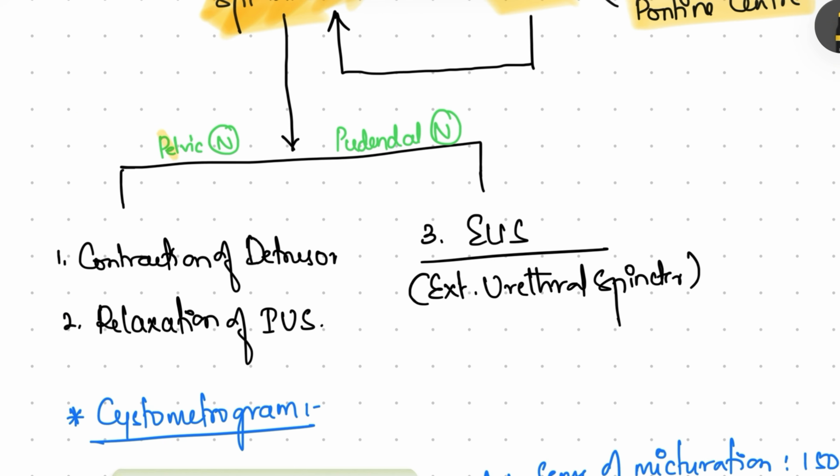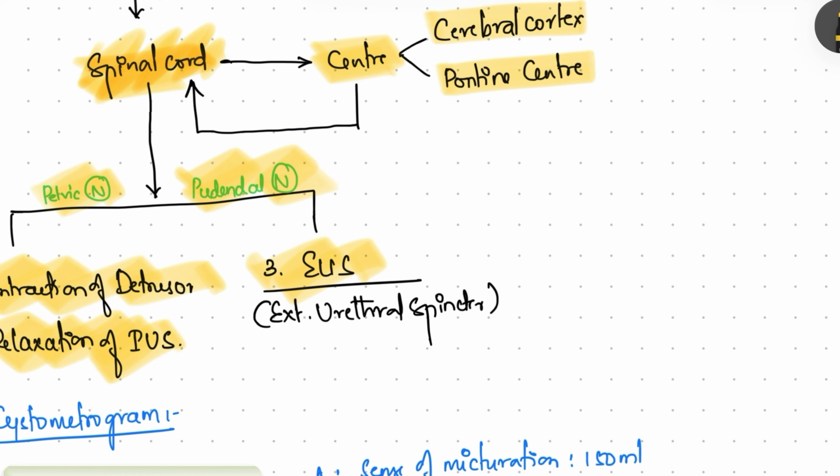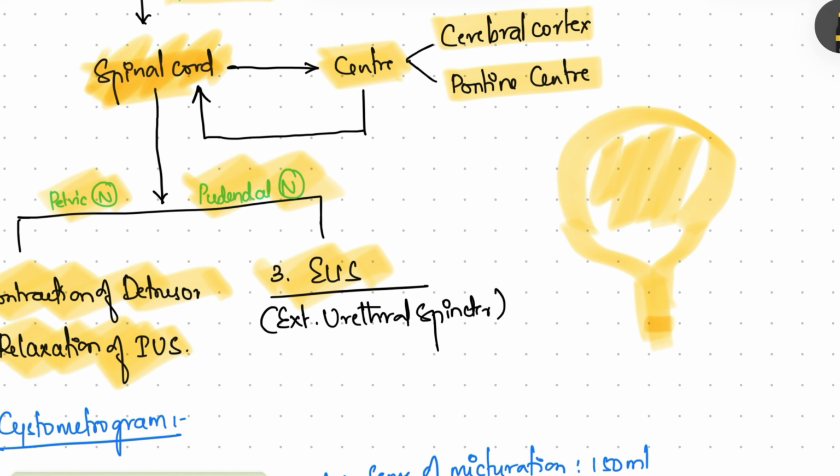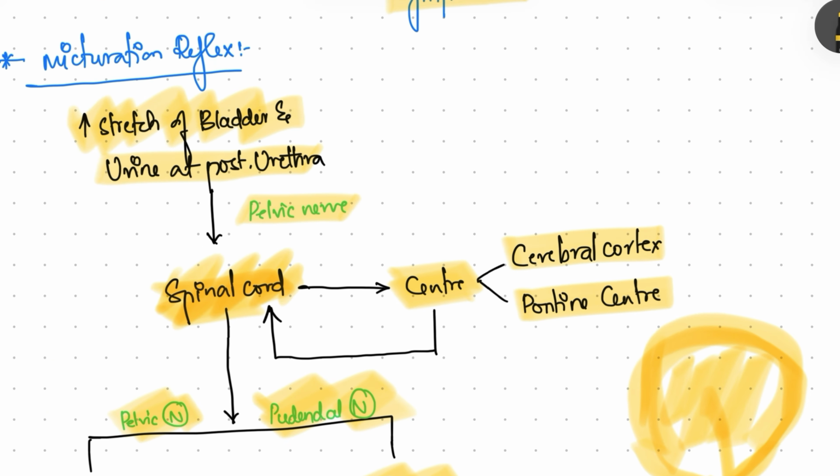So pelvic nerve will be triggering contraction of detrusor muscle, then relaxation of internal urethral sphincter, whereas pudendal nerve will supply external urethral sphincter. So what happens? Let's make a simple diagram. See, this is a bladder where urine is full, so it has to be released. External urethral sphincter has to be relaxed. Then contraction happens in the detrusor muscle, and internal urethral sphincter will be opened so that urine comes out. This is the main gist of micturition reflex.